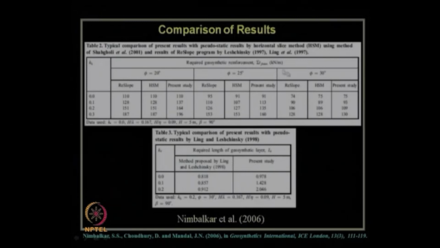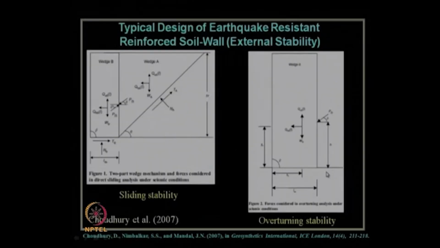Then we had compared our results, the pseudodynamic results of this geosynthetic reinforcement strength, as well as the length required, with respect to the previous researchers' results who used the pseudostatic approach, like Ling and Leshchinsky's results and Ling et al. 1997 results and Shahgholi et al. 2001 results for various values of seismic acceleration coefficient. We can find here that the present study of using pseudodynamic approach always gives a critical design, which automatically shows the importance of using the pseudodynamic approach compared to conventional pseudostatic approach.